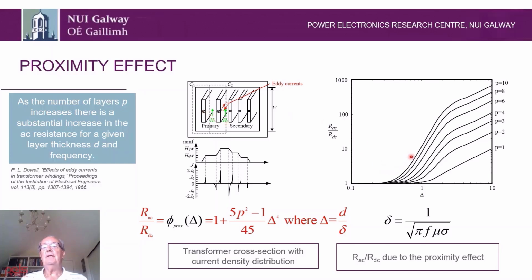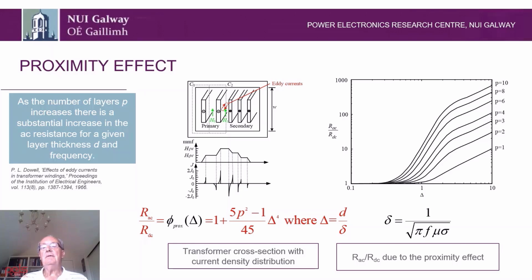And then he came up with this plot, and essentially it's a function of delta, the ratio of the thickness of the conductor to the skin depth, and here is the effective resistance due to the eddy currents, and over here we have the number of layers. So in this case the primary P is equal to 2 layers or 2 turns, and the secondary would be P equal to 3.